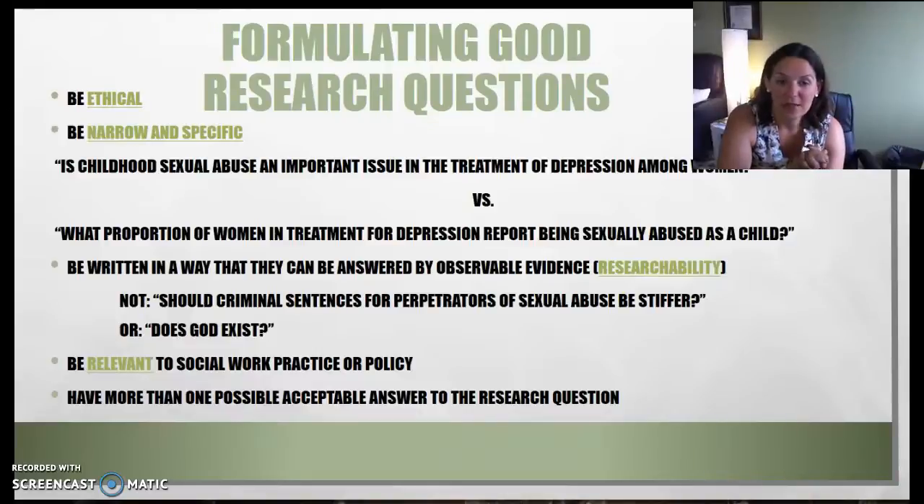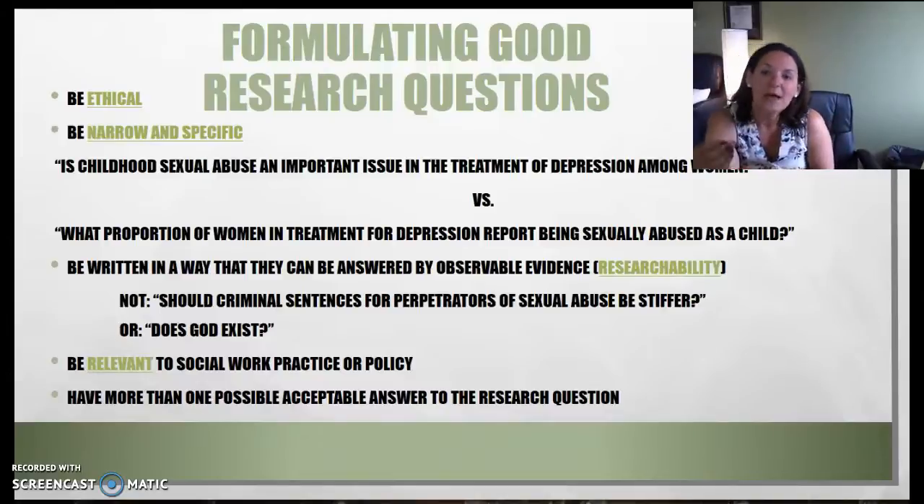Next, a research question has to be written in a way that can be answered by observable evidence. So you can't say, should criminal sentences for perpetrators of sexual abuse be stiffer? That's an opinion question, and opinion questions are not research questions. And you can't say, does God exist, right? We can't prove that. Now, we, on faith, know that, right? But we need to have things that are researchable if we're going to make it a research study and a research question. It also has to be relevant to policy and practice.